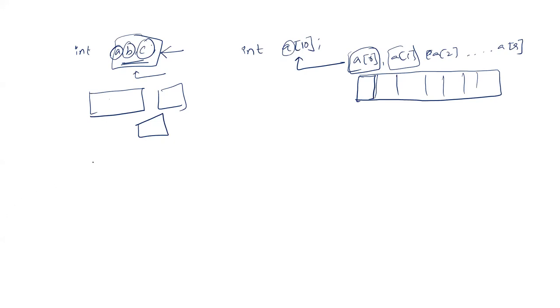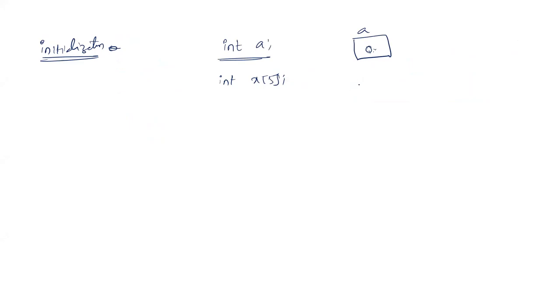So we have discussed the declaration. Now, initialization. What is the declaration? Once I write int a, this is the declaration. That means memory allocation will be done with the name a. If it is a local variable, a garbage value will be there. If it is a global variable, it will be initialized with zero. Same as the declaration here, int x of 5: five variables will be allocated in memory. This is x of 0, x of 1, x of 2, x of 3, and x of 4.